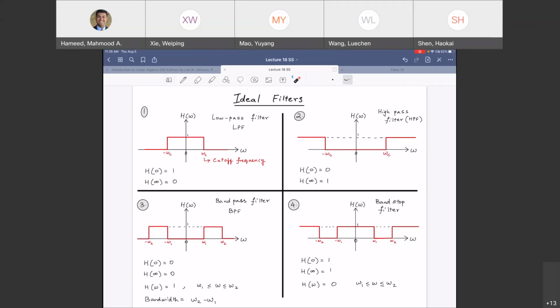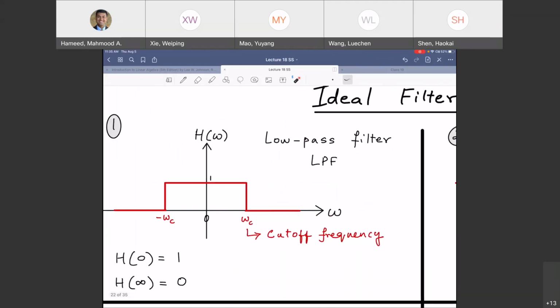Before we do that, let's try to understand some terminology. And to understand terminology, we'll look at some ideal filters. What do you have in sketch number 1? You have an ideal low-pass filter, also called a brick wall filter. The frequency response of these filters is given, H of omega versus omega. Omega c is the cutoff frequency.